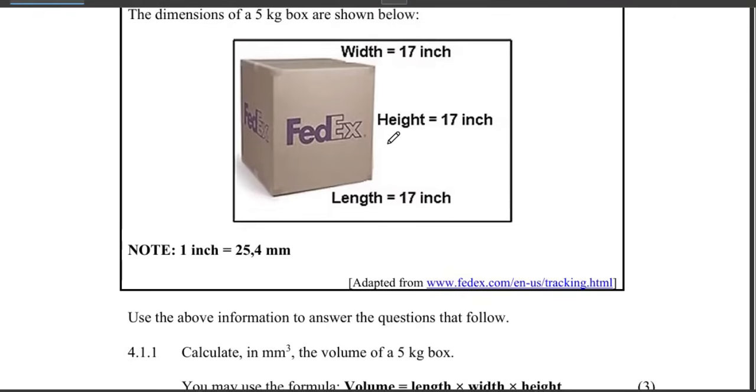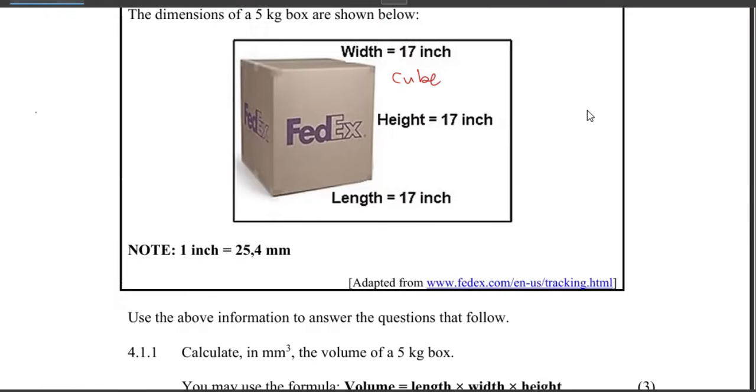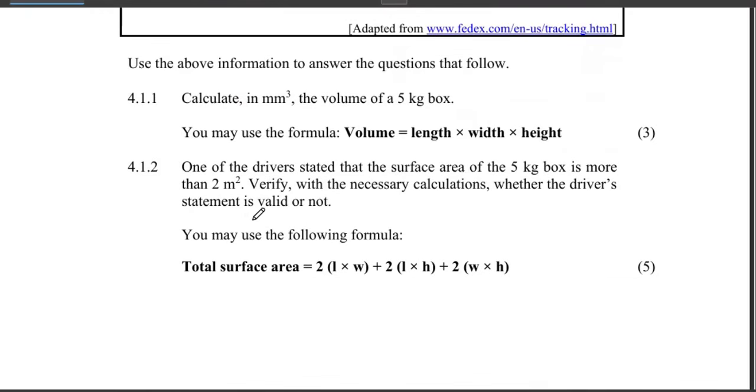These are inches. Looking at it, it's a cuboid, actually a cube. Why am I saying it's a cube? It's formed from squares. So simple, we shall continue. What are they telling us here? Use the above information to answer the questions that follow. Calculate in millimeters cubed the volume of a 5 kg box.